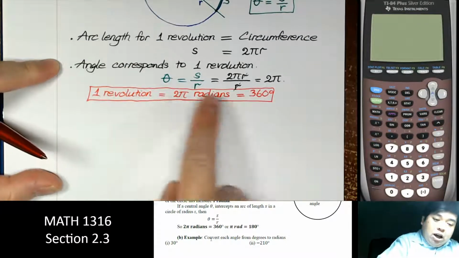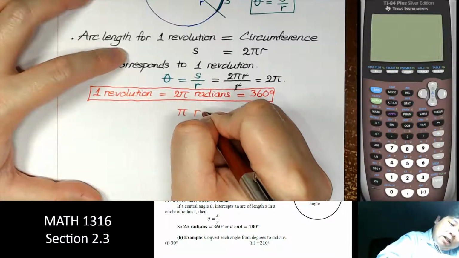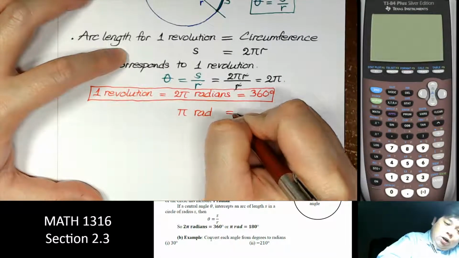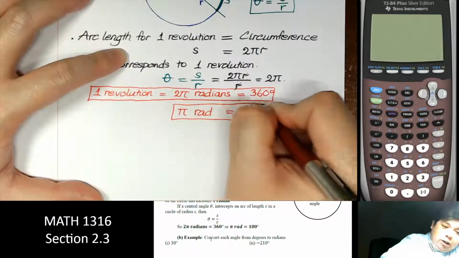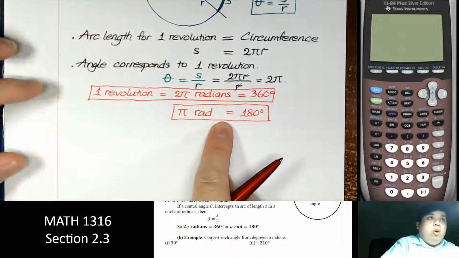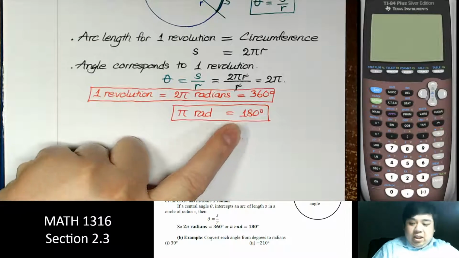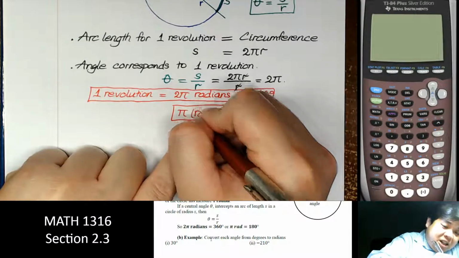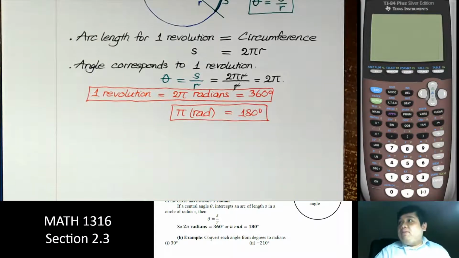Now if we divide by 2 on both sides, we say pi radian is equal to 180 degrees. We usually use this a lot more than the other one. So pi radian is equal to 180 degrees. By the way, radian is just like a unit. Instead of degree, we use radian.